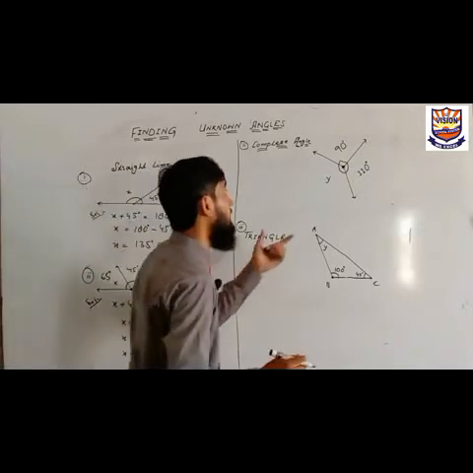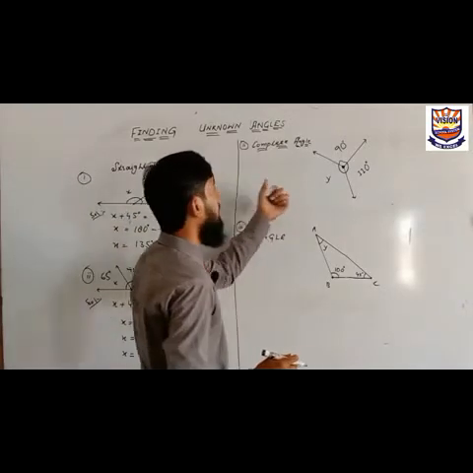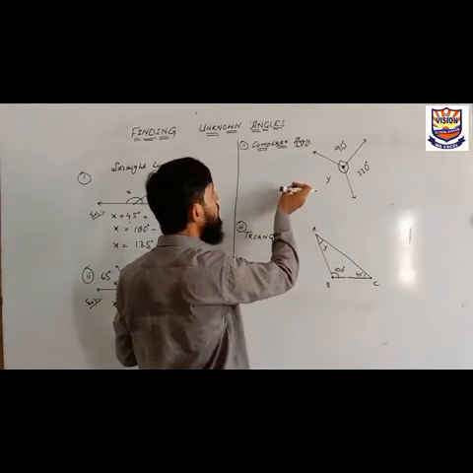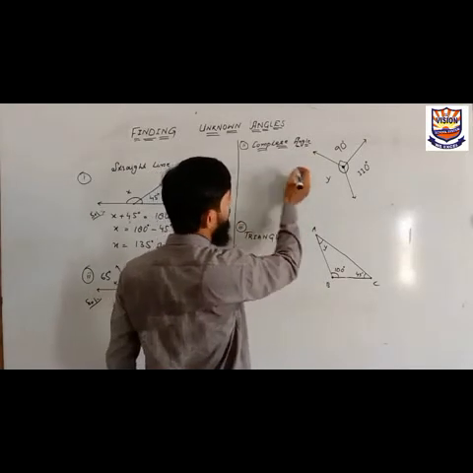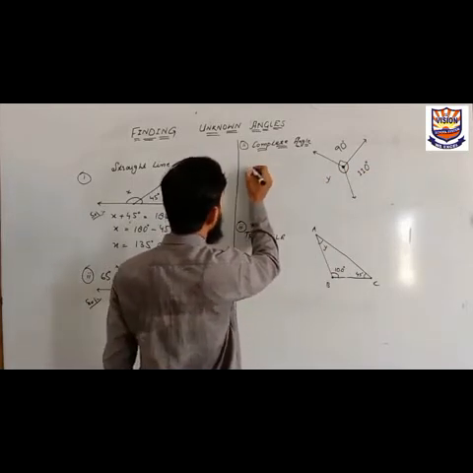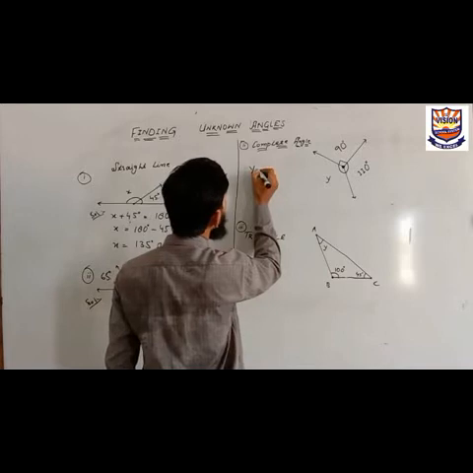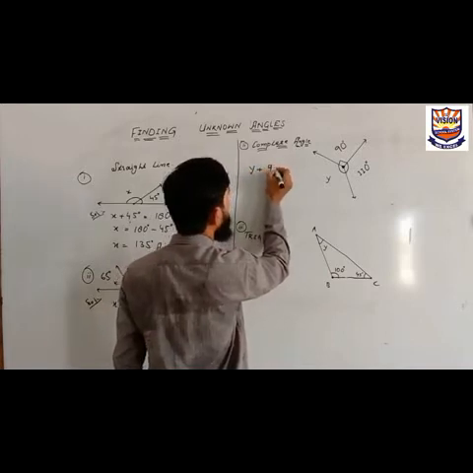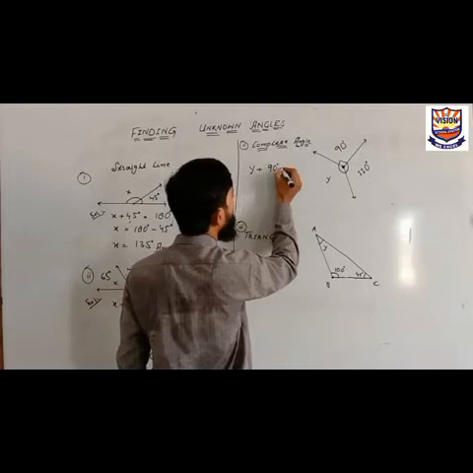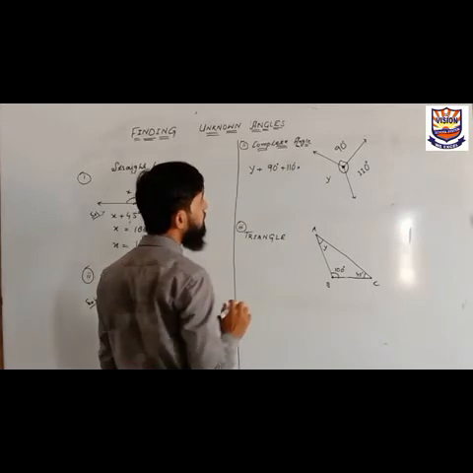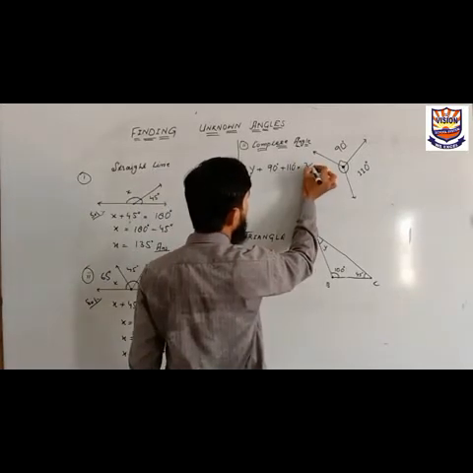Now let's learn to find angles at a point. We know that the sum of angles at a point is equal to 360 degrees. There are three angles given at this point. So y plus 90 degrees plus 110 degrees is equal to 360 degrees.